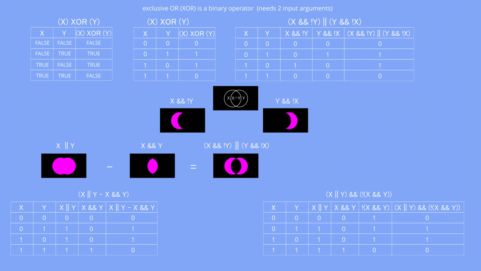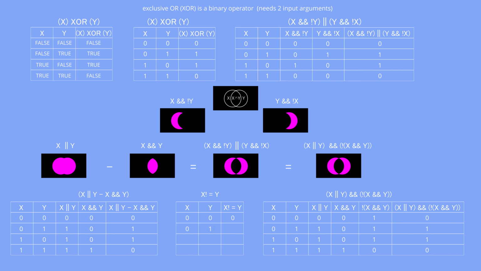Let's see this formula in the set theory diagram. Exclusive OR can be emulated with not equal to operator. Let's check. False not equals false is false. False not equals true is true. True not equals false is true. True not equals true is false. As we can see, the results are the same.